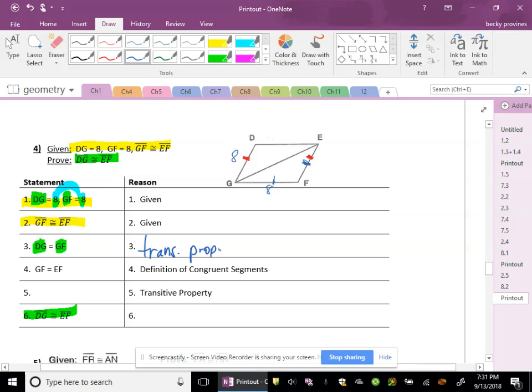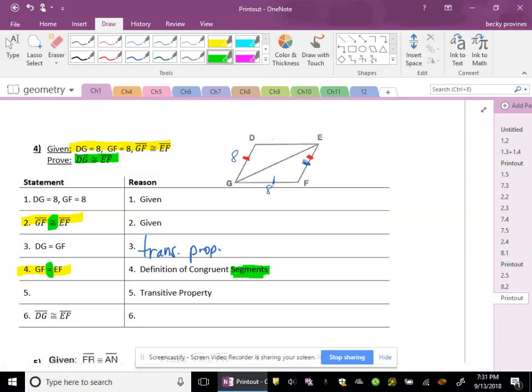Now, a lot of people get stuck at number 4. And so I actually this year just wrote it in for you. For step number 4, I want you to compare it to step number 2. Do you guys see they're exactly the same except for what's in the middle, the little symbol? So if you're going from congruent to equals or from equals to congruent within the proof, you just say definition of congruent. I don't make you say the word segment. You can just say definition of congruent.